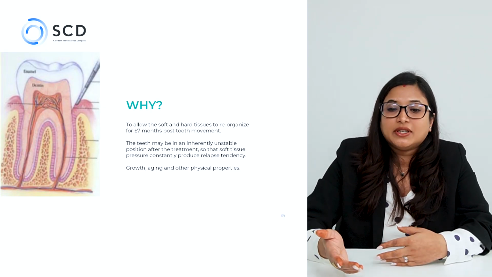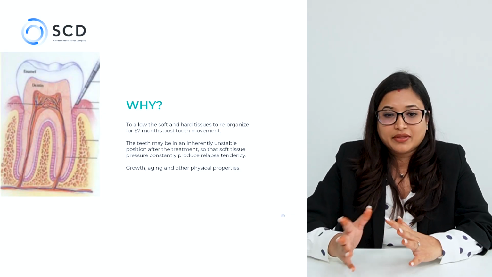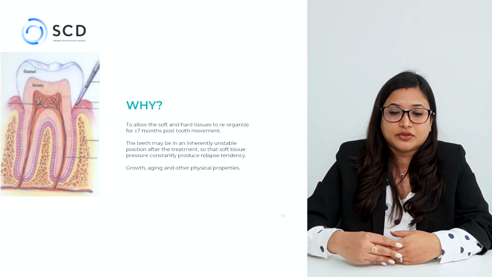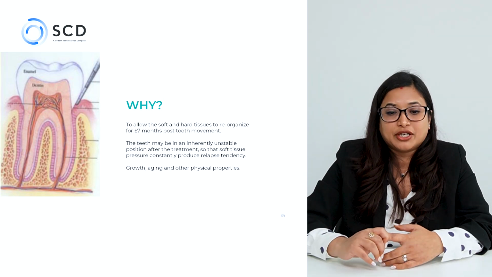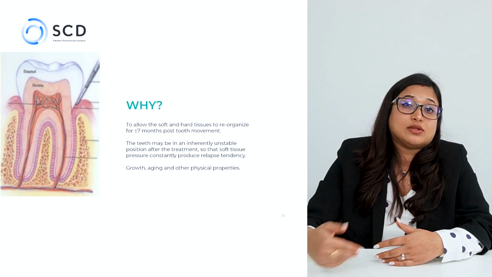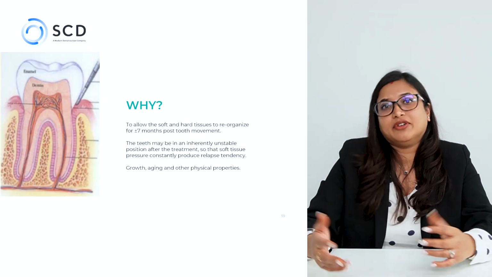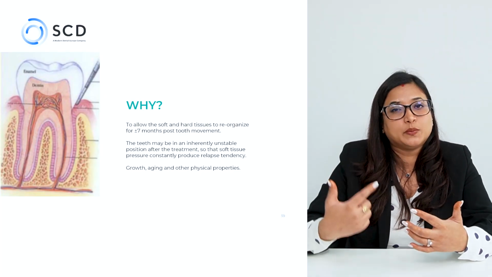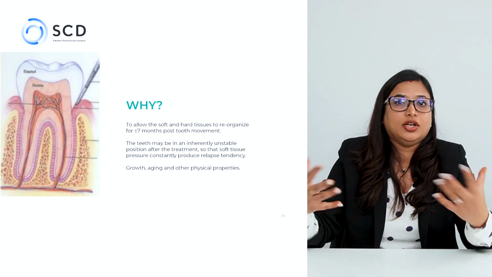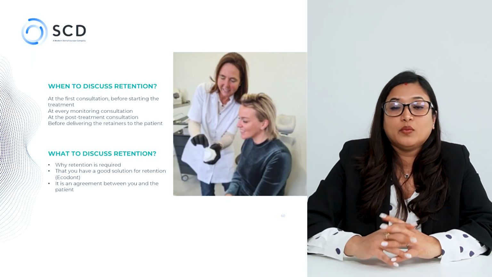To allow for the soft and hard tissue to reorganize, we usually need approximately 7 months post-tooth movement. The teeth may be in an inherently unstable position after the treatment, so the soft tissue pressure constantly works against them, creating a relapse tendency. Growth, aging, and other physical properties also play a very important role. We all know that even if we don't have any treatment done in our mouth, and if we have space between 2 teeth because of extraction, the space usually closes because there is always movement happening in the mouth. So to prevent that from happening, we use retainers.